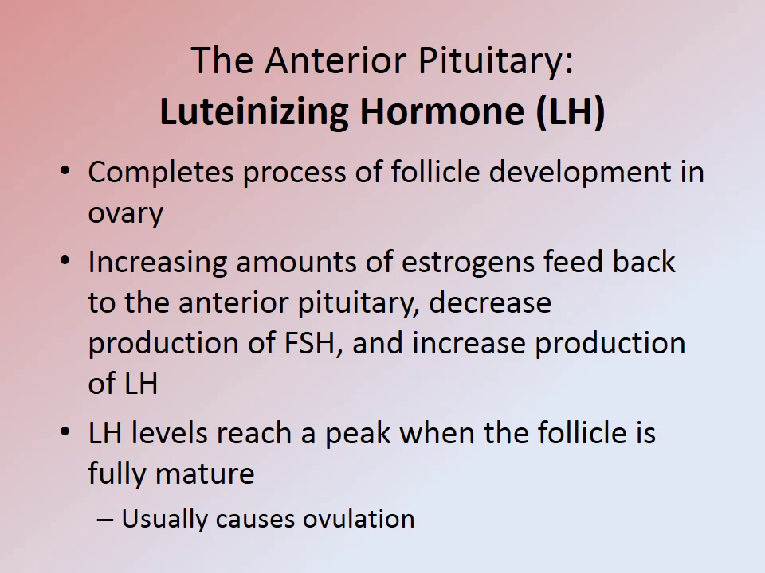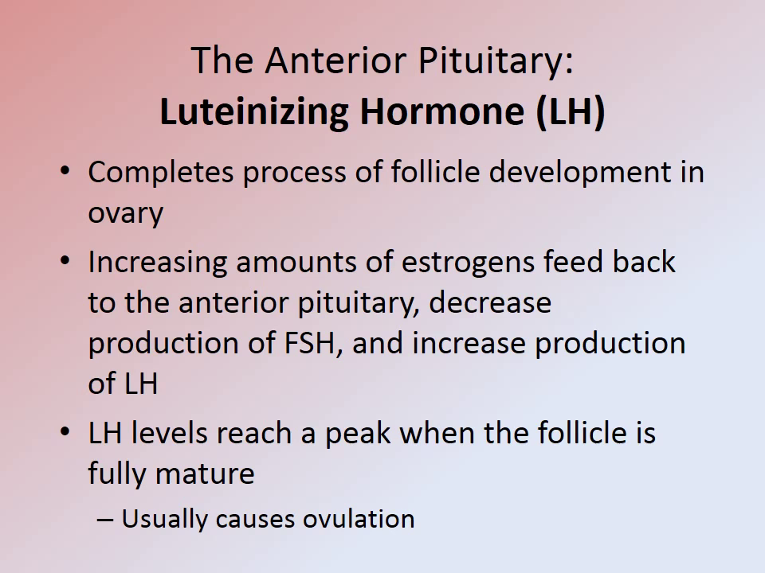Luteinizing hormone, again, plays a role in the reproductive system of males and females. It completes the process of follicle development in the ovary. Increasing amounts of estrogen feed back to the anterior pituitary gland, because remember, the FSH caused the follicle to form on the ovary of the female, and within that follicle there are cells making that estrogen. So an increased amount of estrogen makes its way back up to the pituitary gland. There is then a decreased production of FSH and increased production of LH.